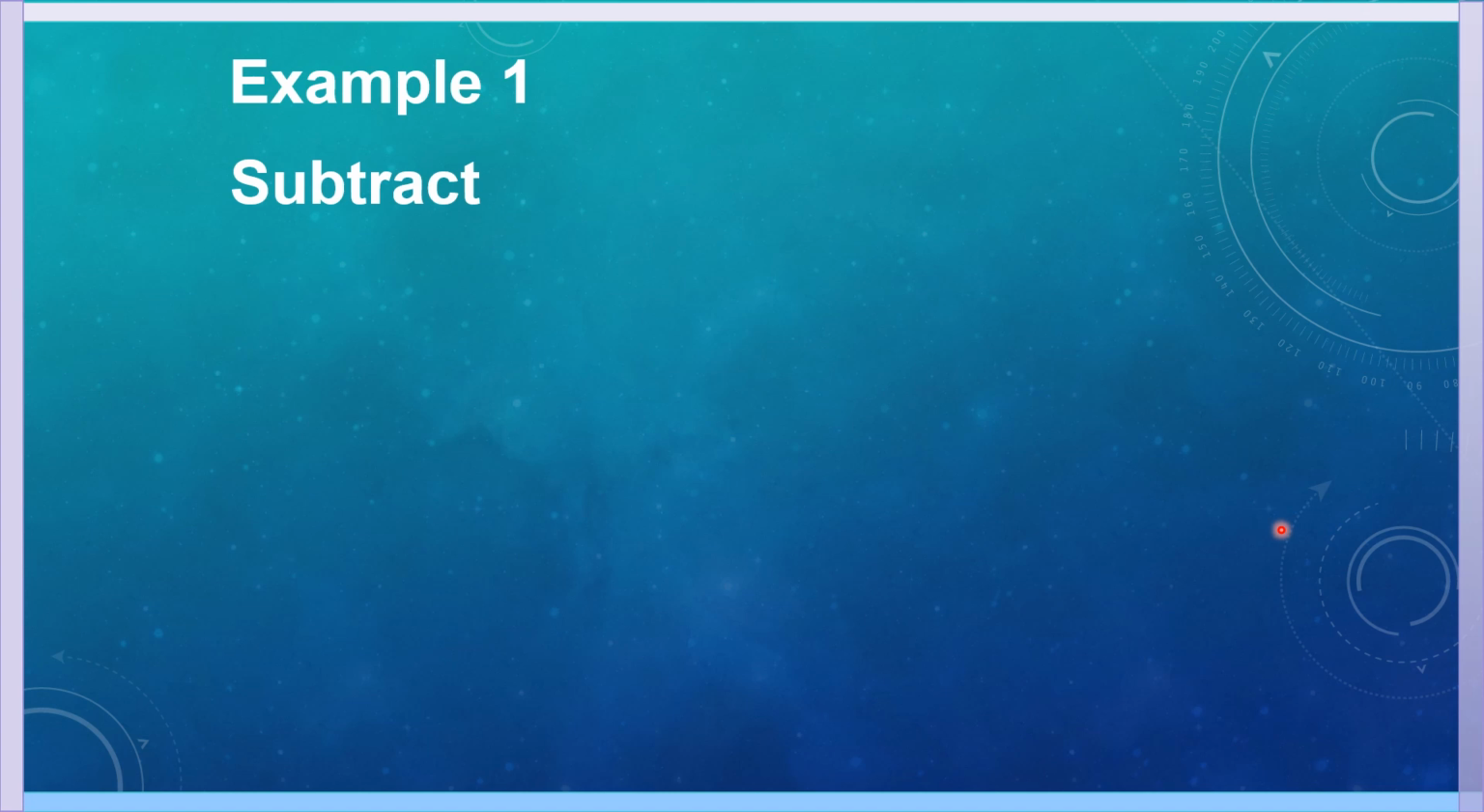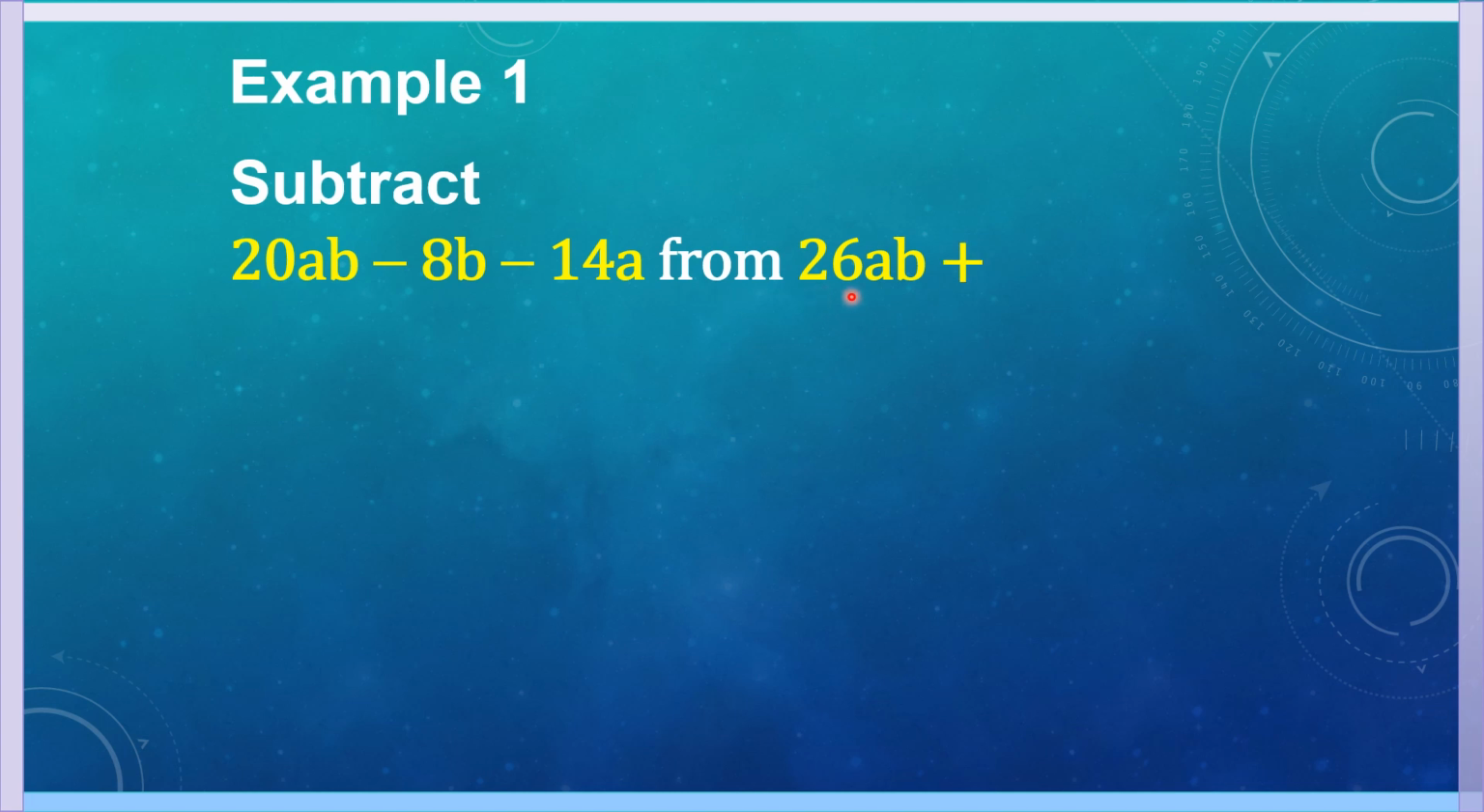Subtract 20ab minus 8b minus 14a from 26ab plus 10b plus 8a. In subtraction, "this expression from this expression" means we should first write this expression. After that, this expression. Okay? We write the expressions one below the other with the like terms appearing exactly below like terms.